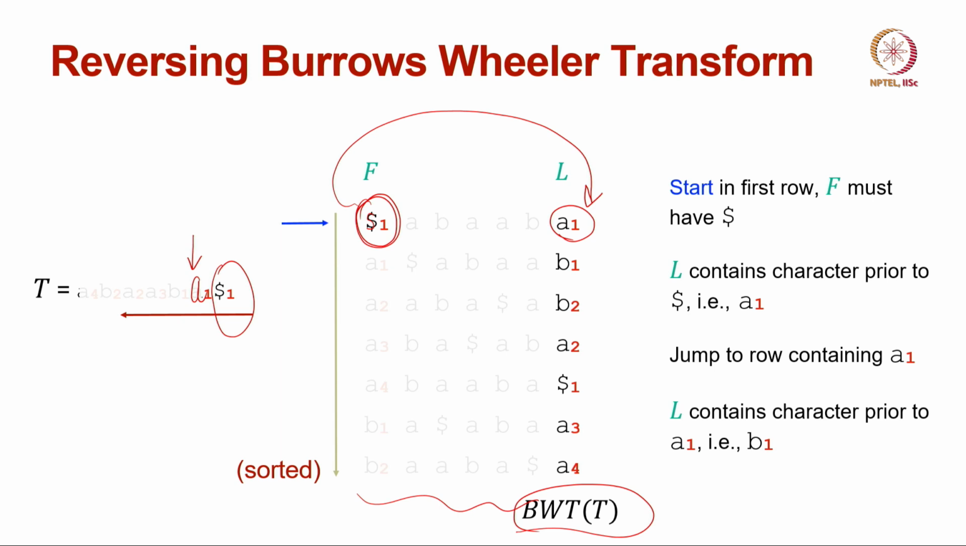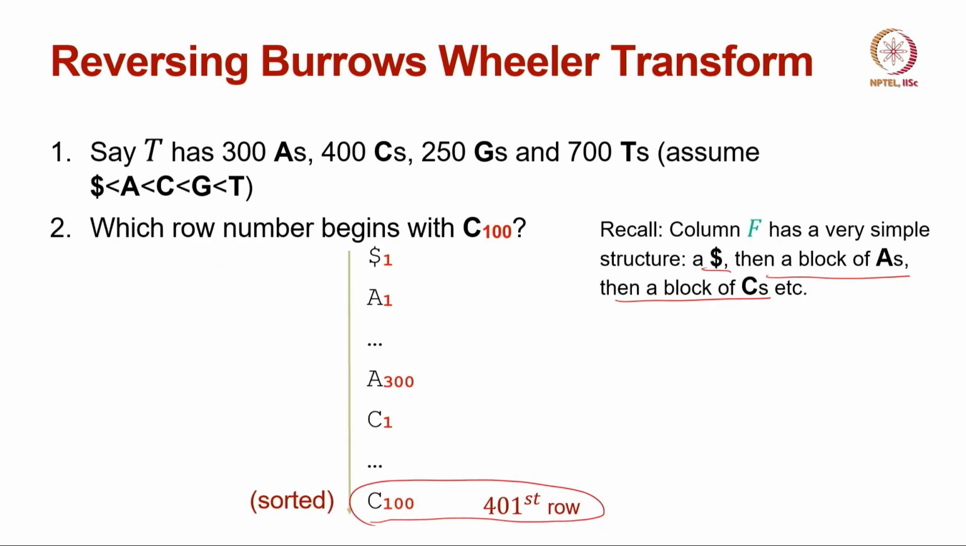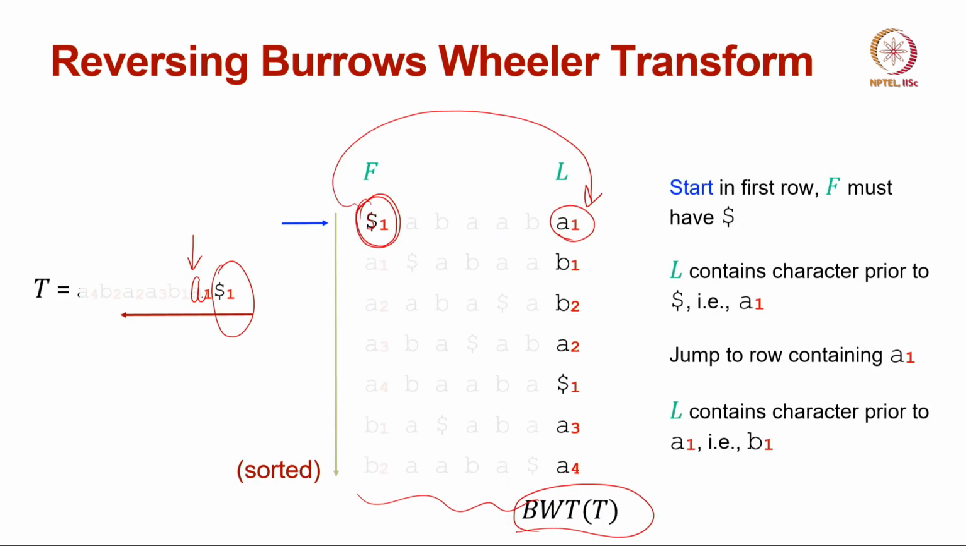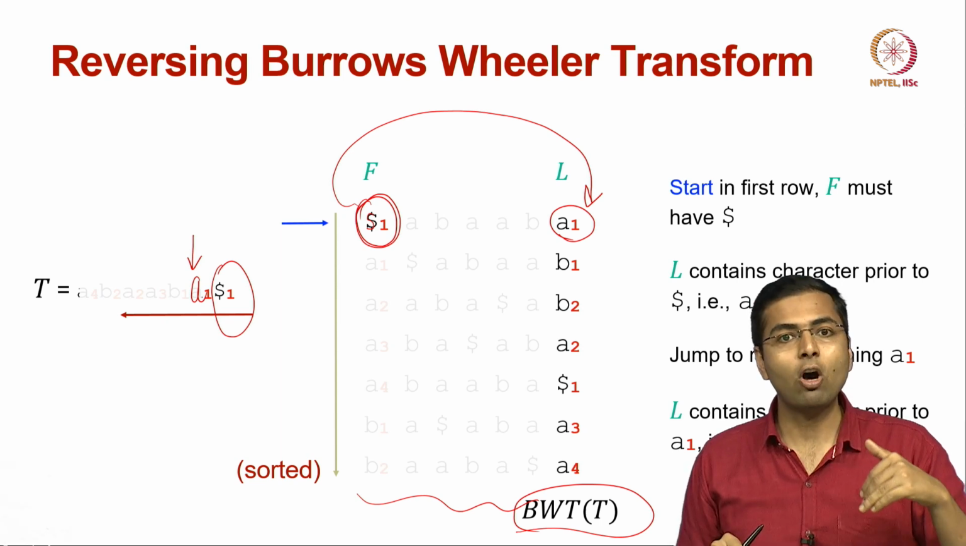Okay. So, what about the next character? From dollar we went to A, but what is next to A? Well, for that we can ask which row in F corresponds to A1, and that we will do based on the logic that we just discussed. For A1 we can tell that A1 must correspond to the second row of column F, because we can only have the dollar symbol before A, then we immediately should have the A1 symbol in the column F.